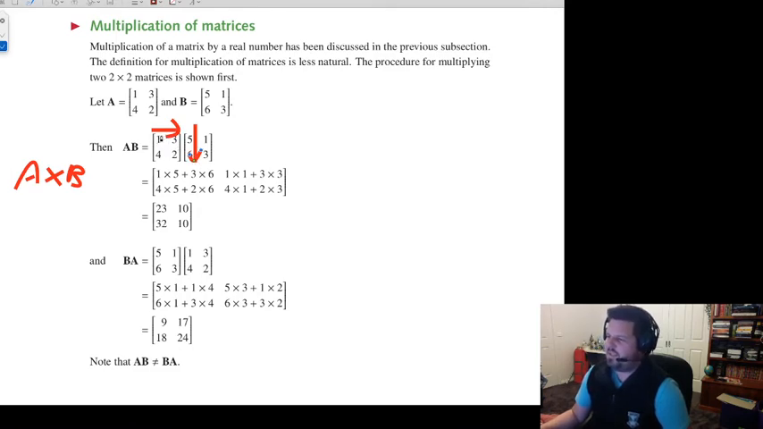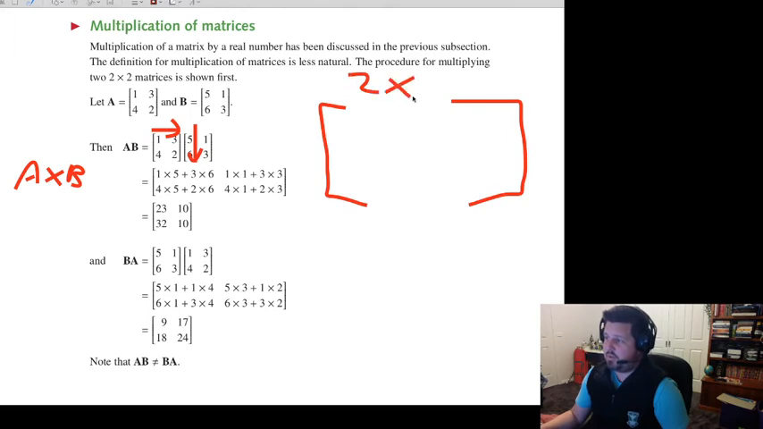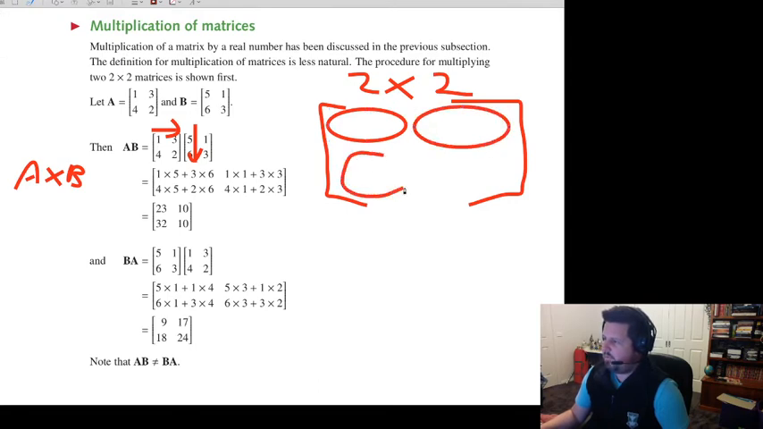If you've got a 2 by 2 matrix and you're multiplying it by a 2 by 2 matrix, the result is going to end up as a 2 by 2 matrix. So ultimately you will be ending up with a number, a number, a number, and a number. When we multiply these two, we'll end up with a 2 by 2 matrix.